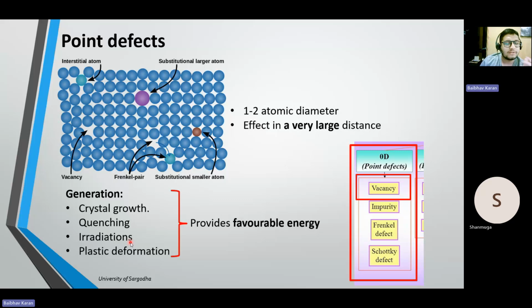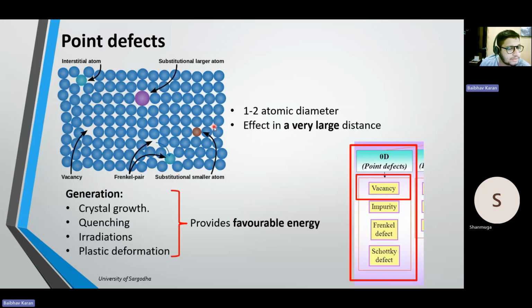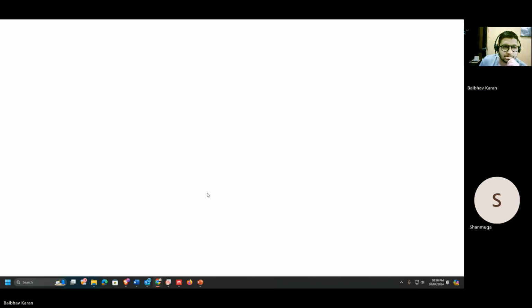Concentrating on the zero dimensional defects, that is, vacancy defects. What are these vacancy defects? Vacancy, as I said earlier, is the missing of an atom. There is a regular arrangement of atoms, but there is an atom missing. Due to some of the processes mentioned in the previous slide, there is a vacancy created. There is a missing atom. This is known as vacancy defect. We have a video which can briefly explain what a vacancy defect is. Let's watch that.